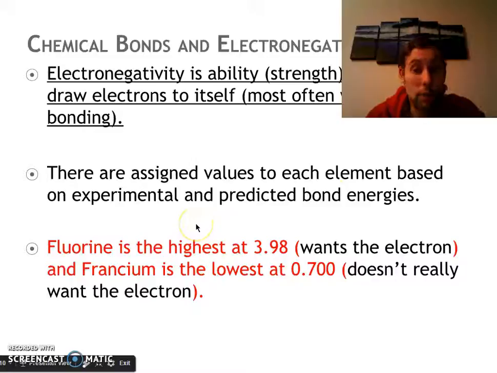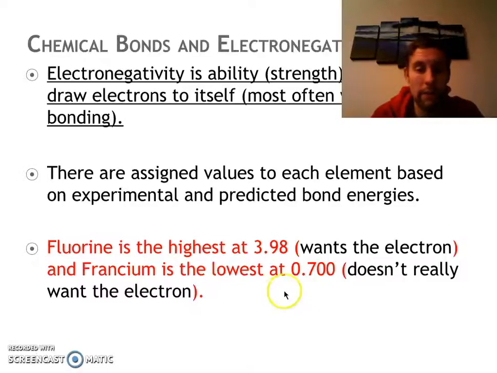Okay, so fluorine, we should know from before, if you remember, is the most electronegative atom. It's got a value of 3.98. It really wants those electrons. It's got a really strong pull on them. And francium is the lowest at 0.7. It really doesn't want more electrons. It's whatever.